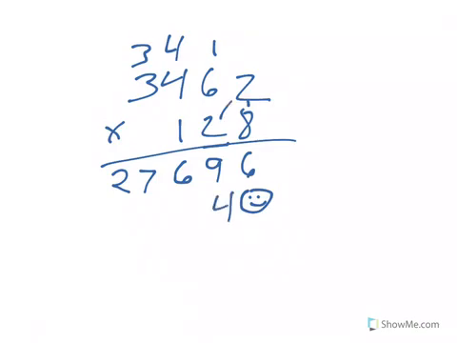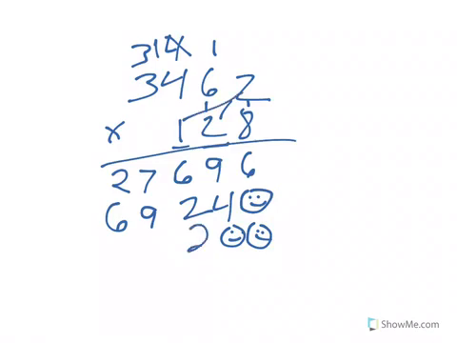2 times 2 is 4. 2 times 6 is 12. 2 times 4 is 8, plus 1 is 9. 2 times 3 is 6. Last digit starts in the hundreds place, so I'm going to put 2 zeros here because I want my answer to start also in the hundreds place. 1 times 2 is 2. 1 times 6 is 6. 1 times 4 is 4. 1 times 3 is 3, and we've got some addition to do here.